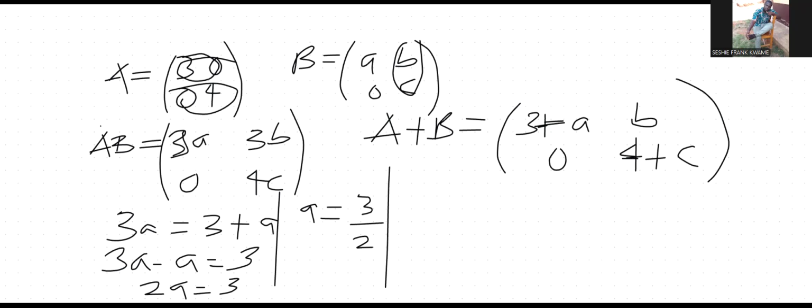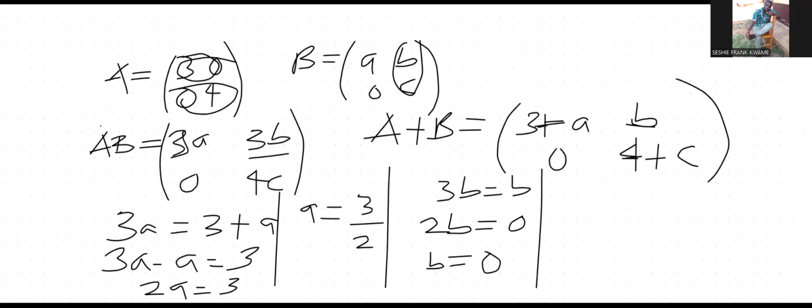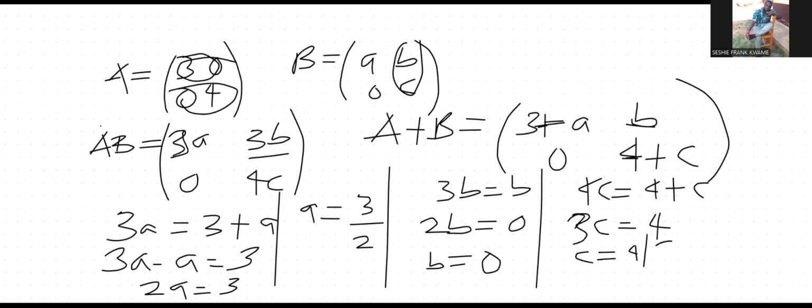And this is also equal to this: 3B is equal to B. So 3B minus B, 2B is equal to 0. So B is 0 out of 2, and that's 0. Then 4C is equal to 4 plus C, 4C minus C is 3C is equal to 4. C is equal to 4 out of 3. That's it for the first question.